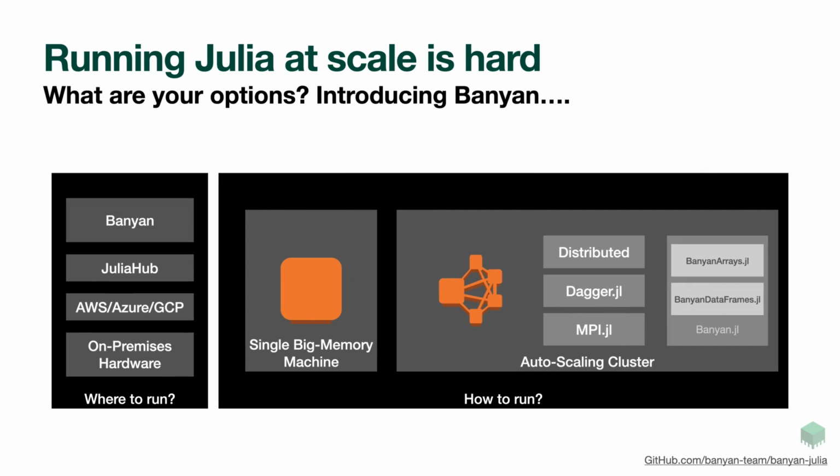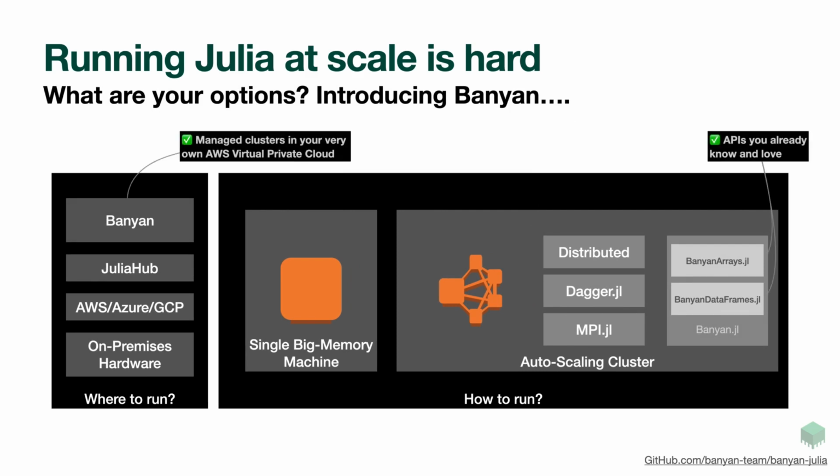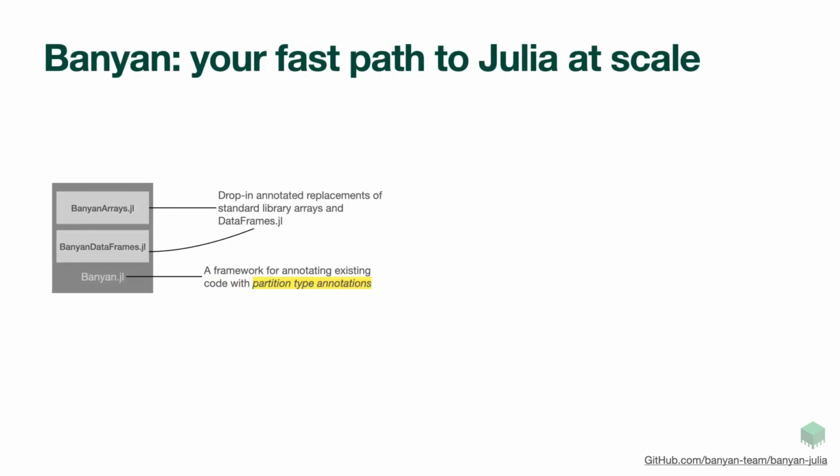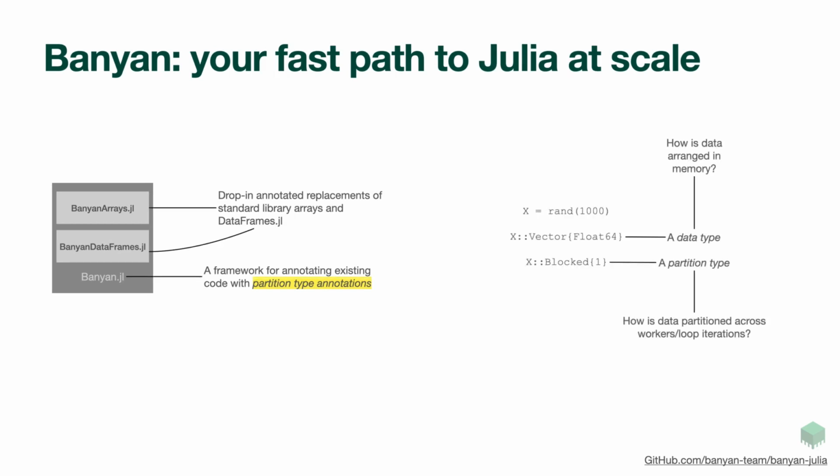Today, we present Banyan. Banyan manages clusters in your very own virtual private cloud and lets you program these clusters using the APIs you're already using, like standard library arrays or the popular data frames package. Banyan is built on a framework for annotating variables in your code with partition types. Partition types are similar to data types. While data types answer the question of how data is arranged in memory, partition types answer the question of how data is partitioned across distributed workers or sequential loop iterations.